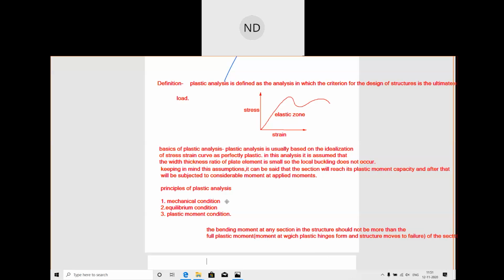If we consider the case of a simply supported beam, suppose we have a simply supported beam here and we are giving a load from the top. When the load is gradually applied on it, the bending moment and stresses increase. As this load is increased, the stresses in the fibers of the beam reach the yield stress.